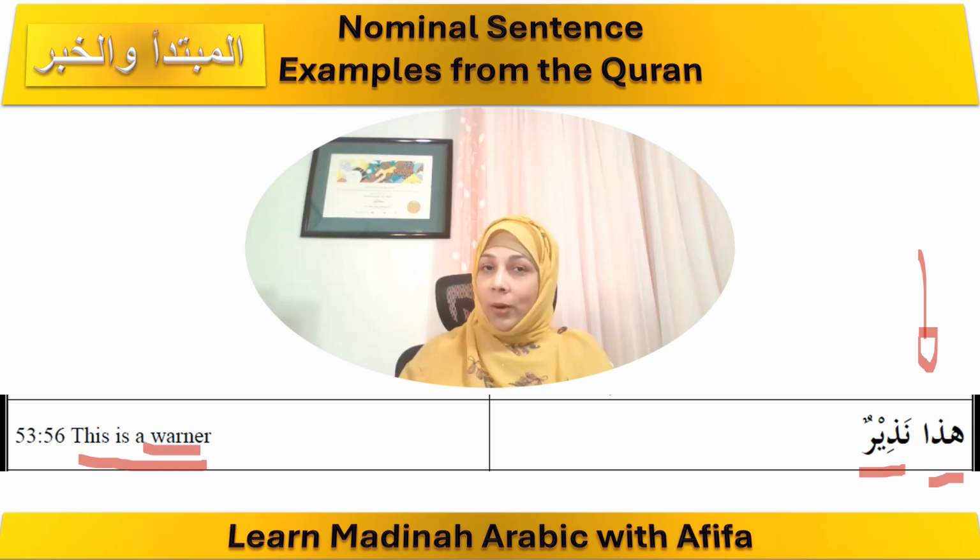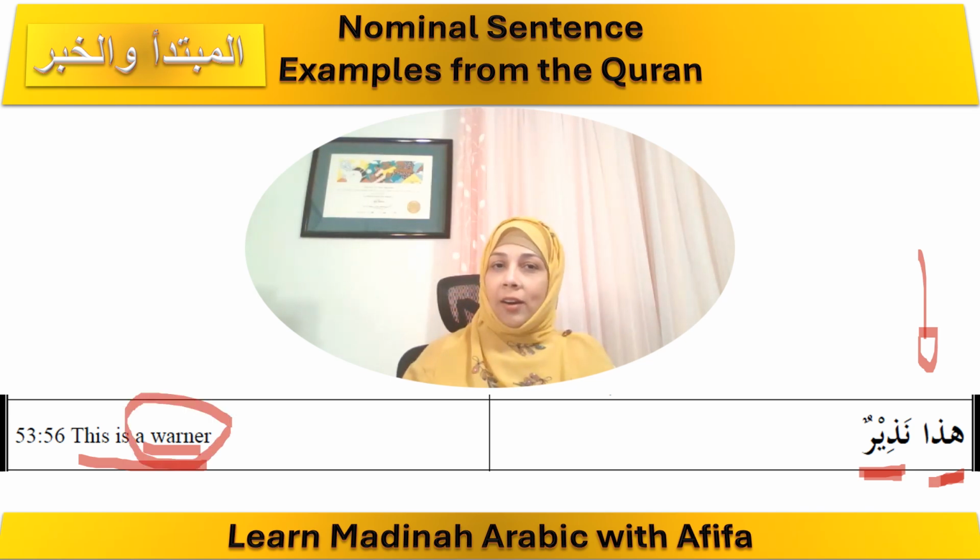A warner. Okay, so once again, let's analyze that the mubtada, which is hadha, is definite, and the khabar nadhirun is indefinite, and it means a warner. And how do we know it's indefinite? With the tanween at the end. Okay, it's nadhirun, which is the khabar.